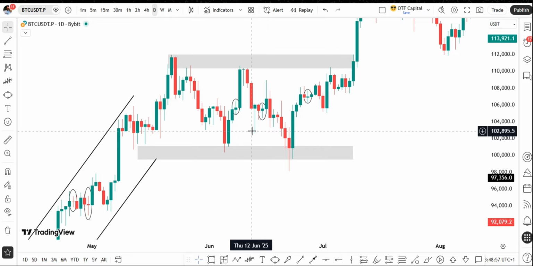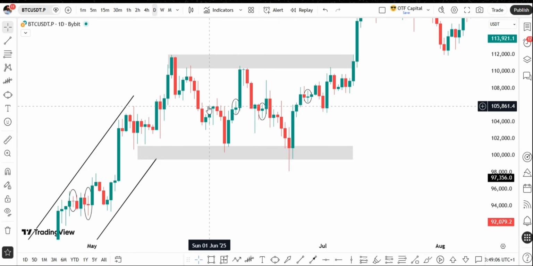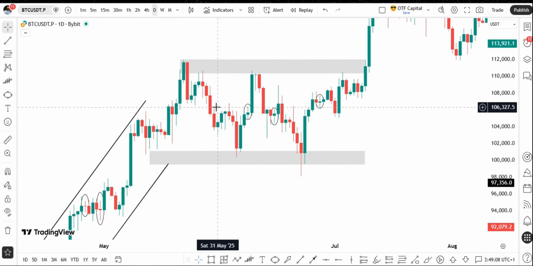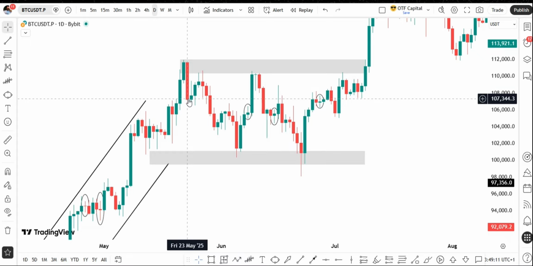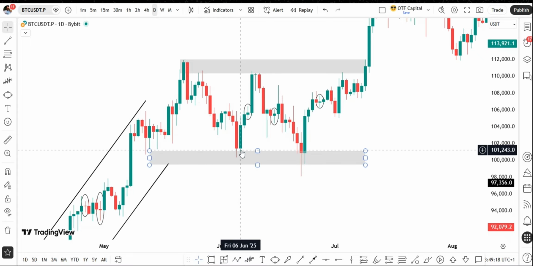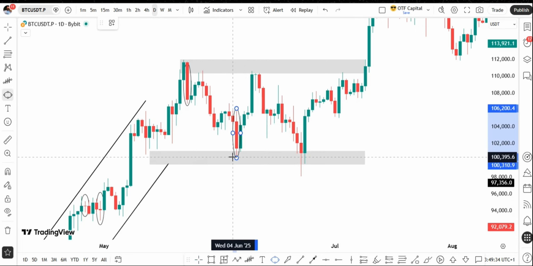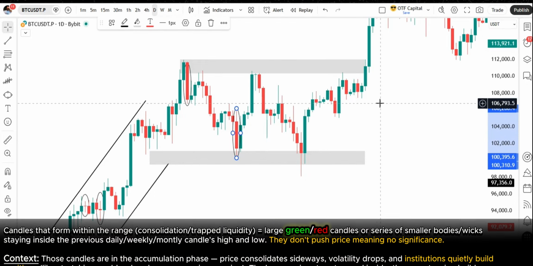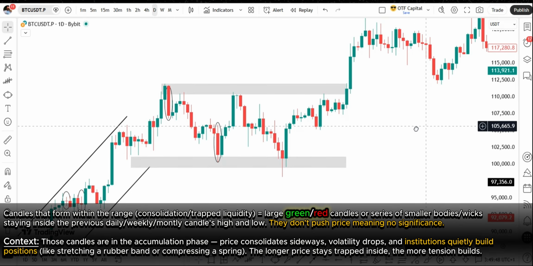When price is in this range, generally we see indecision candles and even some of the large body candles. Yes, you can see large body candles. This is a large red body candle. These are consecutive red candles. You can see green candles too, large green candle bodies. Whenever you see some of these large body candles that happen within this range, they don't have the same meaning. Pay attention to what I'm about to tell you.